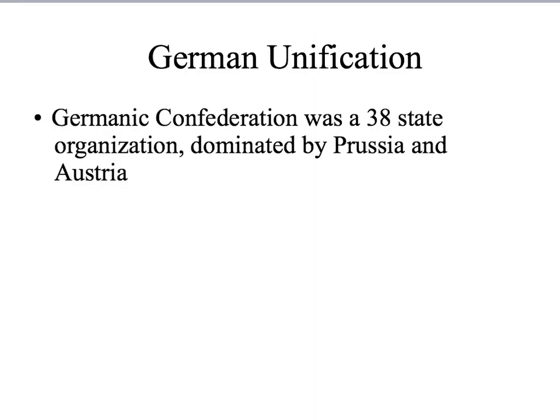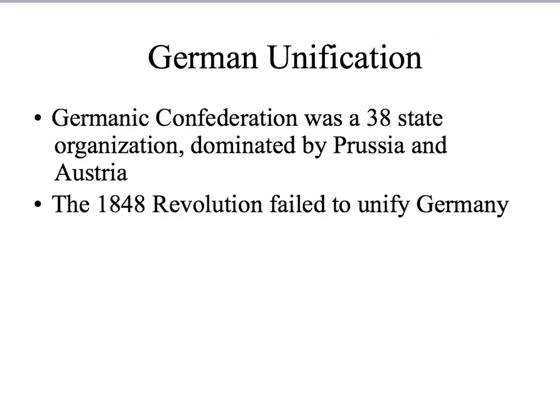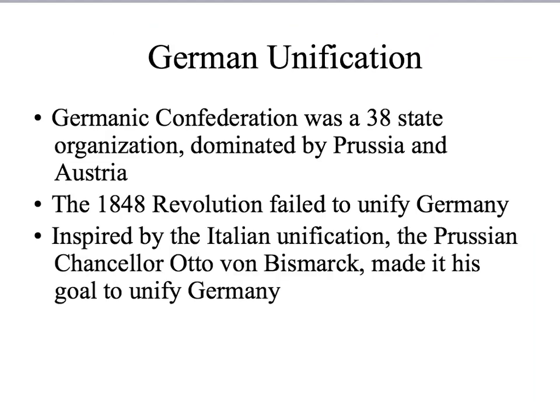Now, to the north, Germany has a very similar organization, except they have a lot more states, 38 states, and of these, Prussia and Austria are the 2 most powerful. If you recall, the 1848 revolution also failed to unify Germany. This is when they had the Frankfurt Assembly, and they couldn't convince the local rulers to come together and share their power. Now, the Chancellor, the Prime Minister of Prussia, Otto von Bismarck, was inspired by what Cavour did in Italy, so he decided to try to do the same thing for Germany.